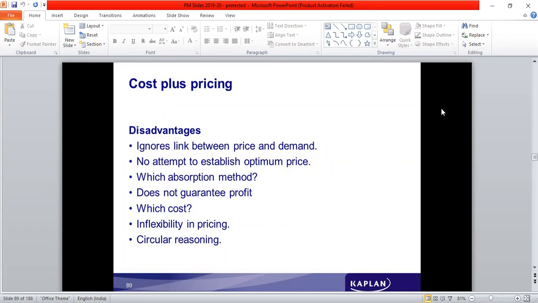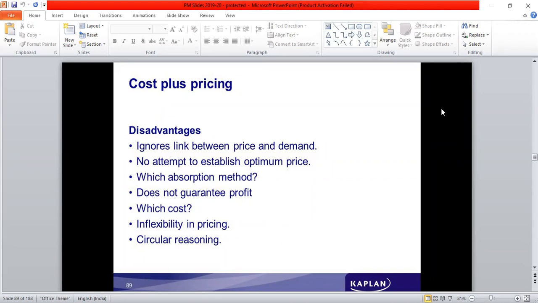What are the disadvantages? It ignores the link between price and demand. It is not always that whatever they have incurred determines the selling price. There is a very strong correlation between price and demand. Whenever there is a change in price, that affects the demand, and all of us understand that. When the price rises, customers move to the competitors' products, or they stop buying, or the demand decreases. When the price increases, demand decreases.